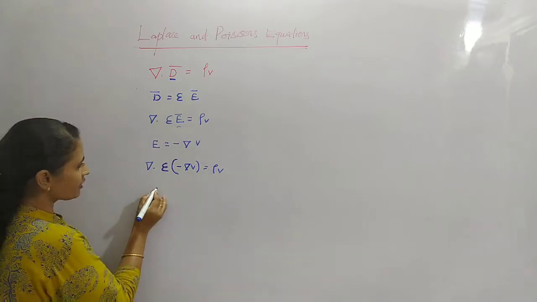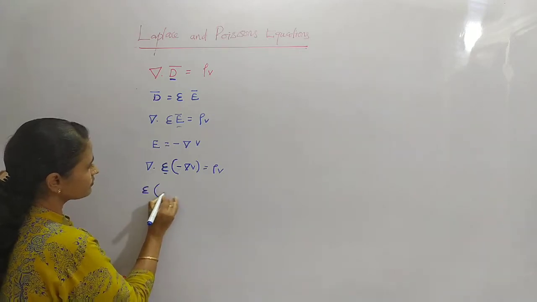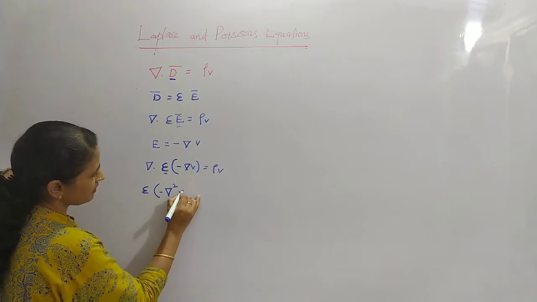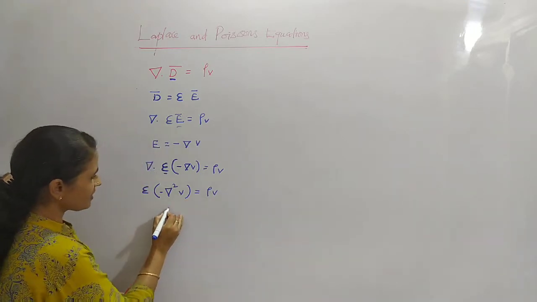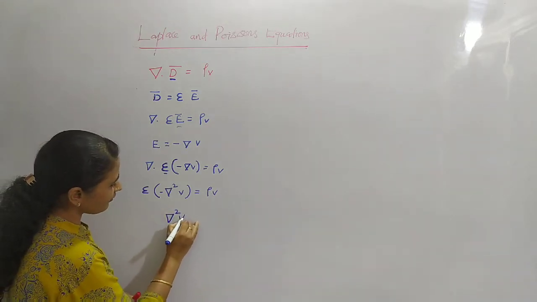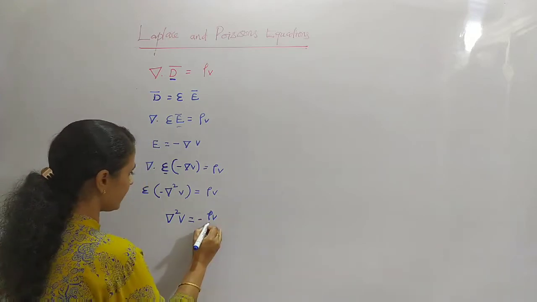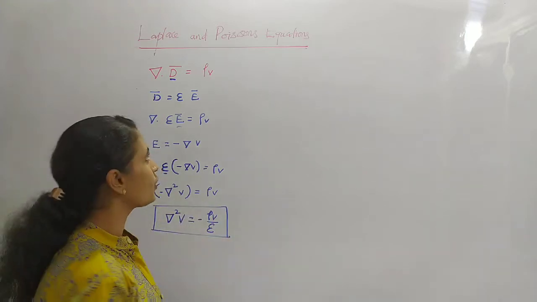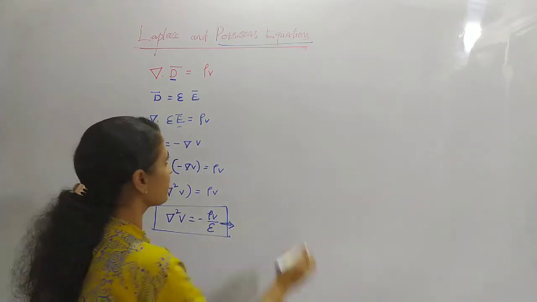I will take epsilon common, which is a constant value, so I can write epsilon into del dot del. This is del square V, with a minus sign, which is given by rho v, the volume charge density. Taking the minus to the other side, del square V is given by minus rho v, the volume charge density, by the permittivity of the medium. This equation is called Poisson's equation.